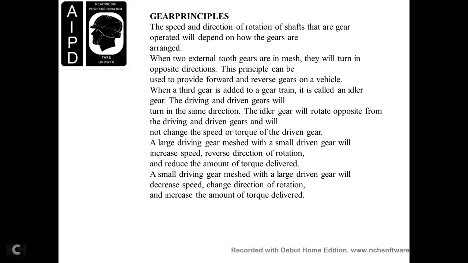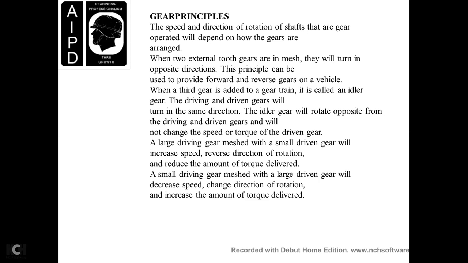Gear principle: the speed and direction of rotation of the shaft of the gear are affected, depending on how the gears are arranged. When two external tooth gears are in mesh, they will turn in opposite directions. This principle can be used to provide forward or reverse gear for the vehicle. With a third gear added in the gear train, called the idler, the driving and driven gears will turn in the same direction.